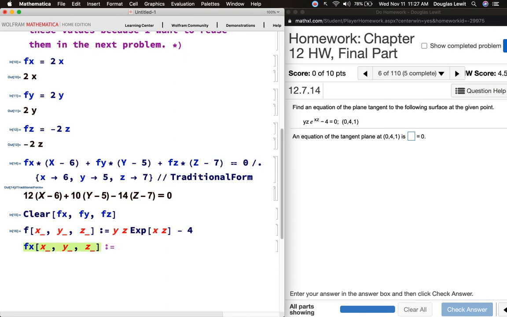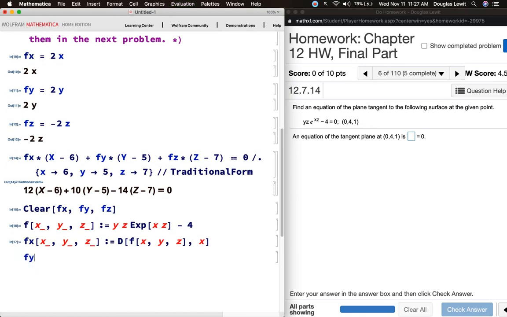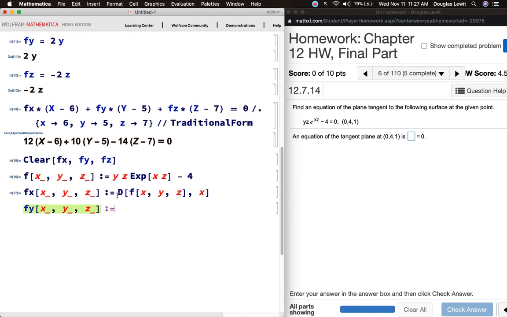Okay, so the derivative with respect to x is going to be, the derivative with respect to y is going to be, actually be very careful here. You know what? I don't like how I defined my partial derivatives. These are going to actually be numbers. So I'm going to use A, B, C.